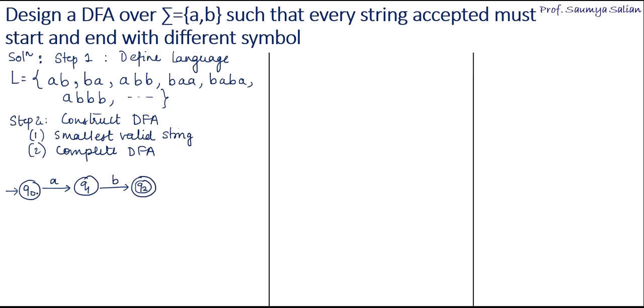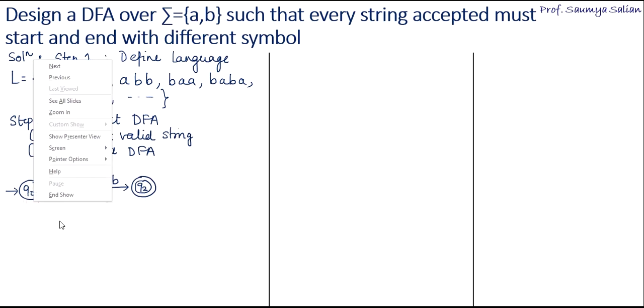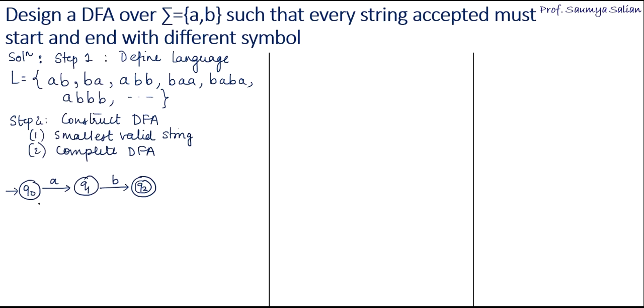Next, I have BA as another smallest valid string. So Q0 has responded to A. Now at Q0, if I get a B, I go to state Q3 and then on A, I reach the final state, that is Q4. Clear? So I have drawn the DFA for the smallest valid strings. In this case, we have two smallest valid strings, that is AB and BA. So now let's complete our DFA by responding to all the pending inputs at every state.